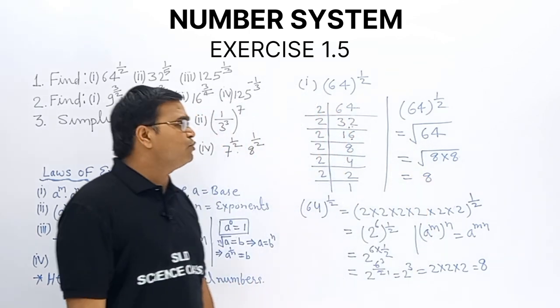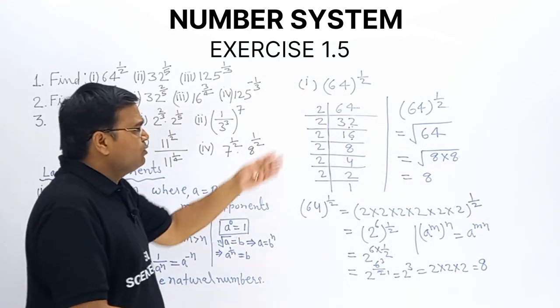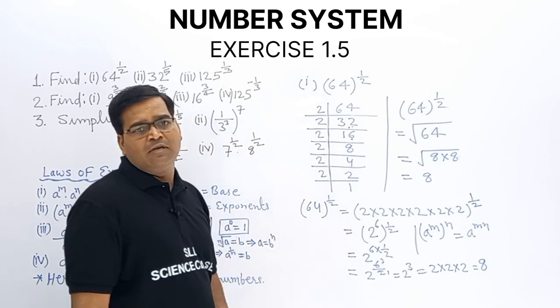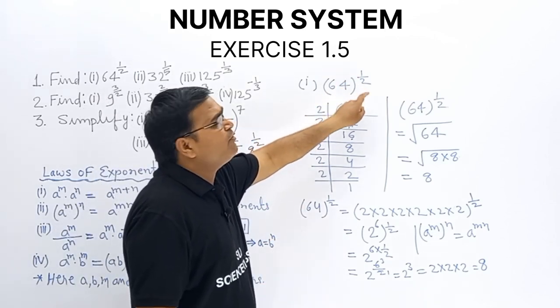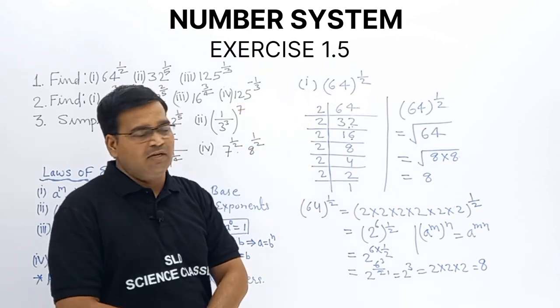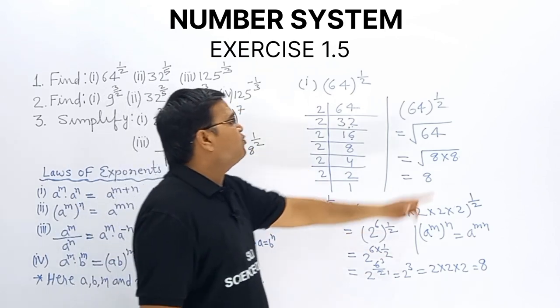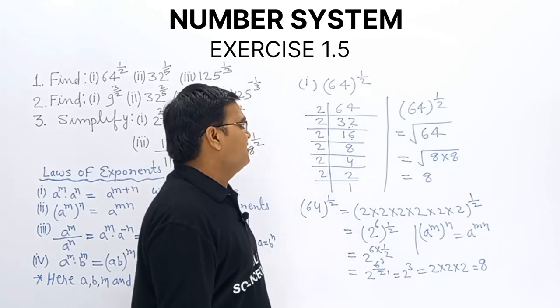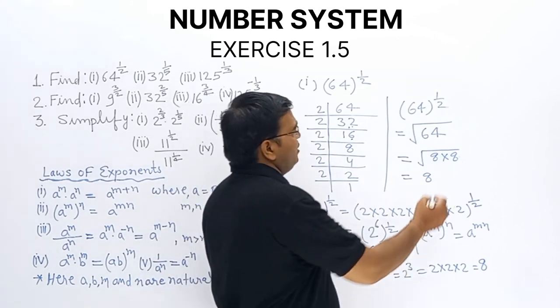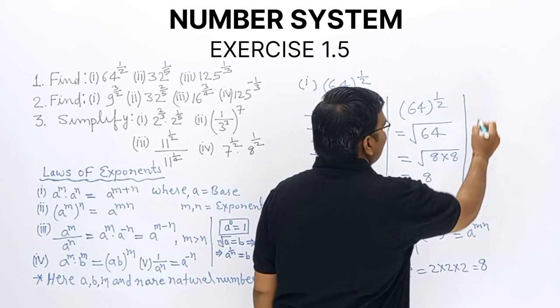This is the direct method to do this if you have knowledge to solve this, otherwise you can do it this way. 64 power 1 by 2. Power 1 by 2 means radical, root, square root. This is the square root of this, and directly we are getting the answer. Another way we can also do this.